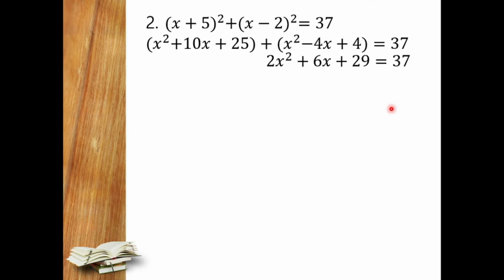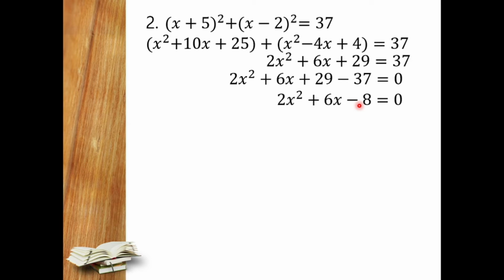So, we transpose 37. So, from positive, it becomes negative. So, therefore, we have 2x squared plus 6x plus 29 minus 37 is equal to 0. So, we simplify again. We just copy these two terms: 2x squared plus 6x, plus 29 minus 37. So, that would give us negative 8. So, equal to 0. So, from here, we can solve using any method of our choice.